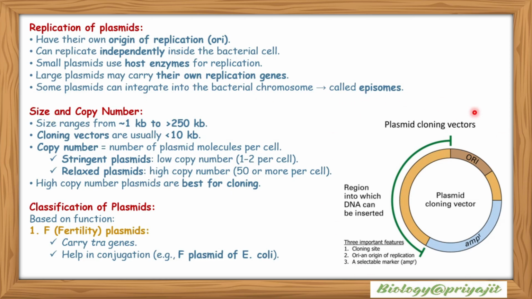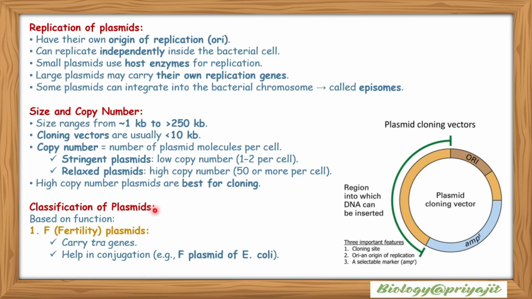So this is the plasmid size and copy number. The size of plasmids ranges from 1 kb to 250 kb. Cloning vectors are usually less than 10 kb. Copy number is the number of plasmid molecules per cell. Stringent plasmids have low copy number, that is 1 to 2 per cell, and relaxed plasmids have high copy number, that is 50 or more per cell. High copy number plasmids are best for cloning.